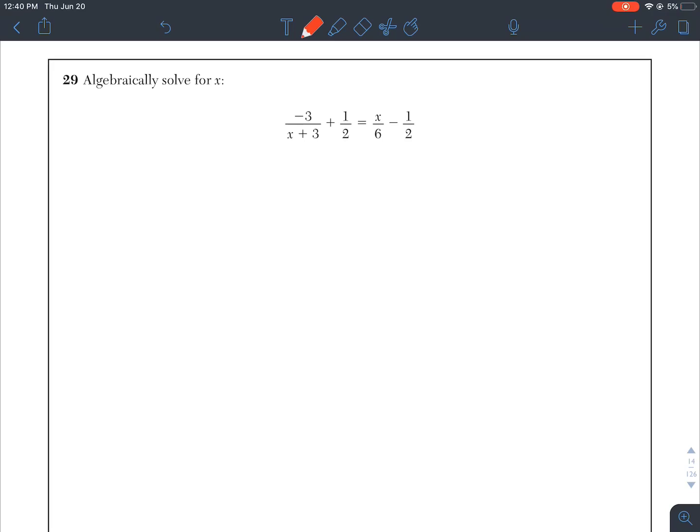Solve algebraically for x. Okay, well, we've got a lot of fractions. With fractions, you want to get a common denominator. So it looks like we'll have -3 over x plus 3 plus, it will be easy to turn these into 6s. So we could have a common denominator with 6. This x plus 3 has to be part of our common denominator, so it looks like the common denominator will be 6 times x plus 3. So to get that, we'll multiply by 6 here.